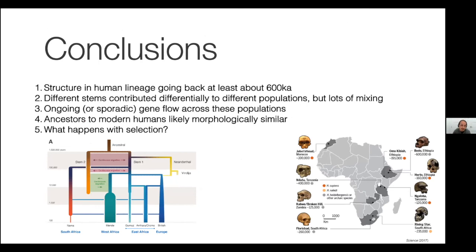So what can we reasonably strongly conclude? There is structure in the human lineage going back at least about 600,000 years ago. So I don't think that models with modern humans appearing as a single population 120,000 years ago are tenable. These different stems that we infer in our model contributed differentially to different present-day populations. So it's not like there was one stem in South Africa and one stem in East Africa and they're consistent. There's lots of mixing and lots of reshuffling that seems to be happening, which we don't exactly know what to do with.